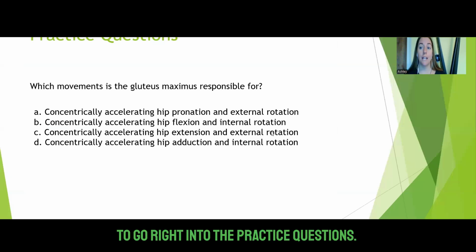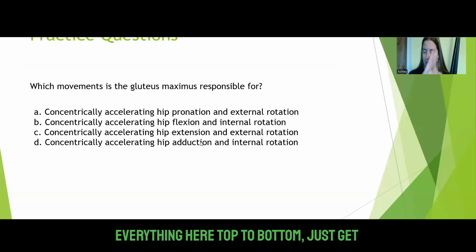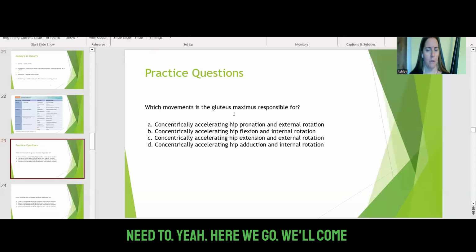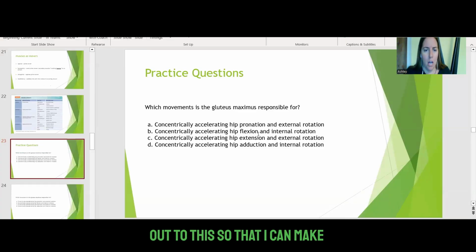So we're going to go right into the practice questions. Everything here, top to bottom, just get it done. I need to, yeah, here we go. We'll come out to this so that I can make our notes.